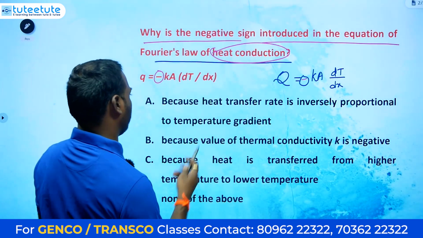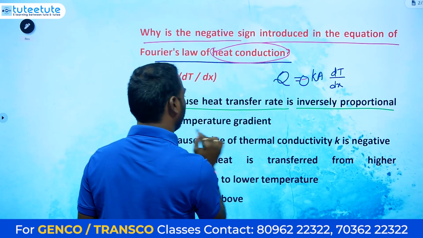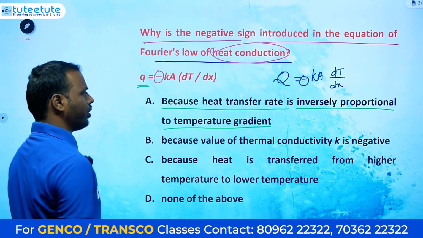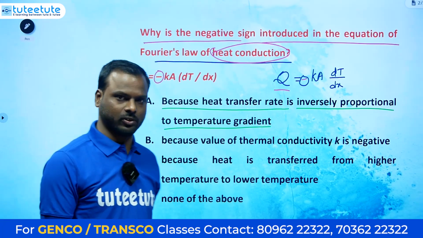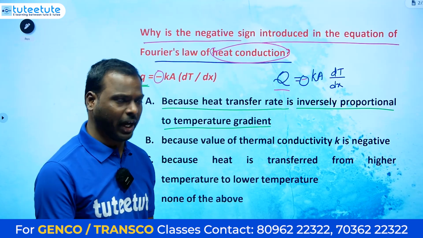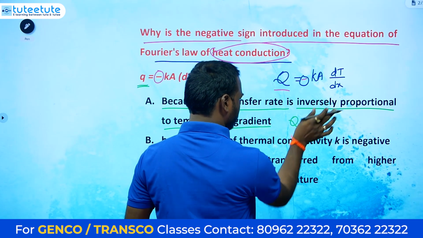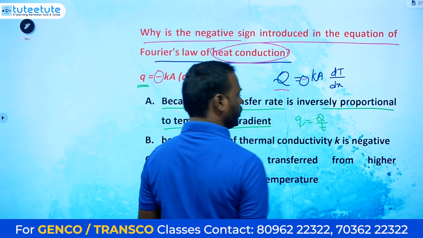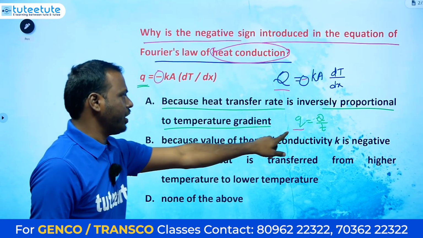Okay, here if you look at the answers, it says the heat transfer rate is inversely proportional to the temperature gradient. This is the heat transfer rate. What is the difference between heat transfer rate and heat transfer? It is heat transfer per unit time. Generally Q is equal to Q by t, that is, per unit time. This is the heat transfer rate.